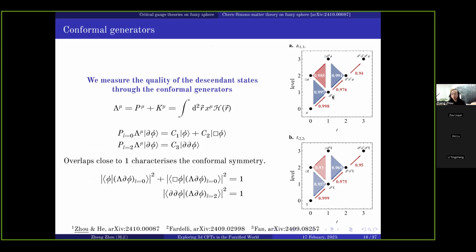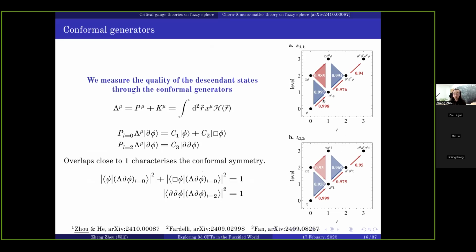For example, if we act on this phi state, it will give you partial phi, and if you act on the partial phi states, it will either give you the spin 0 component of phi and Laplacian phi, or the spin 2 component of partial_mu phi. So we measure the overlap of the states on the left-hand side and the right-hand side. This tells you how much this generator sends the states to what it should be. And overlaps closer to 1 characterize better conformal symmetry.